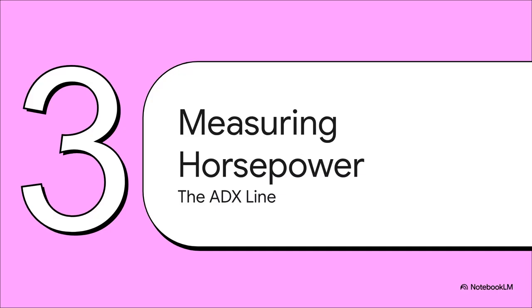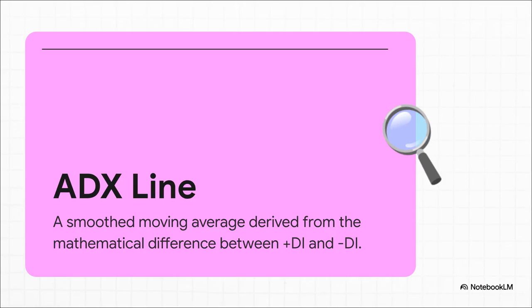Moving right along to section 3, measuring raw horsepower. So we know who is fighting for control, right? But how do we actually gauge the total output of the engine that's driving them? Well, that output gauge is the ADX line itself.